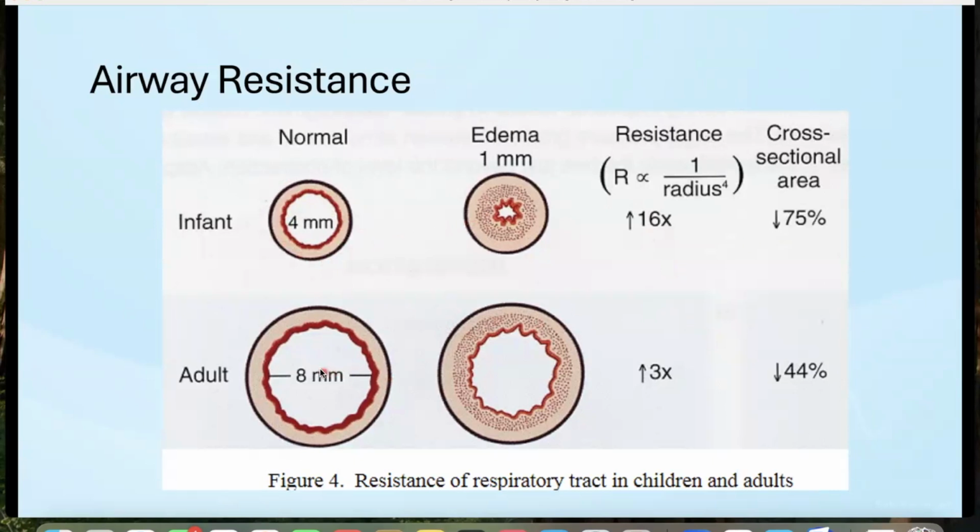Whereas if we take an adult who maybe has an 8 millimeter wide airway and we put the same 1 millimeter of inflammation in there, we've only increased that resistance by 3 times. And we've only reduced the cross-sectional diameter by about 45%. And so this is why kids will outgrow it: literally their airway just simply gets bigger. The amount of swelling is still the same, the amount of mucus production is still the same, the amount of smooth muscle contraction is still the same. It really is, the airway has gotten bigger.